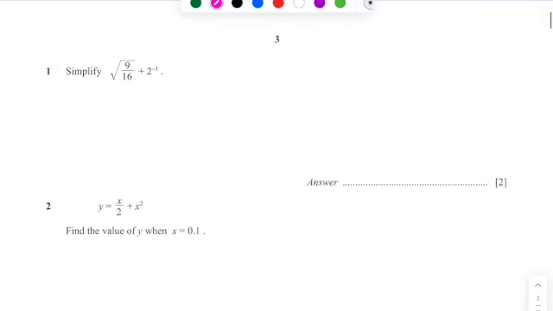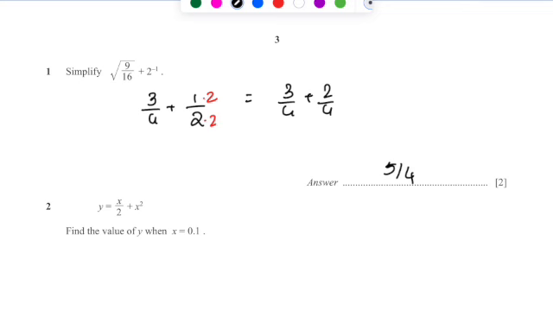So, first question. Simplify square root of 9 upon 16, which is 3 upon 4, plus 1 upon 2. So, times 2 times 2, which is going to be 3 upon 4 plus 2 upon 4, which is going to be 5 upon 4.